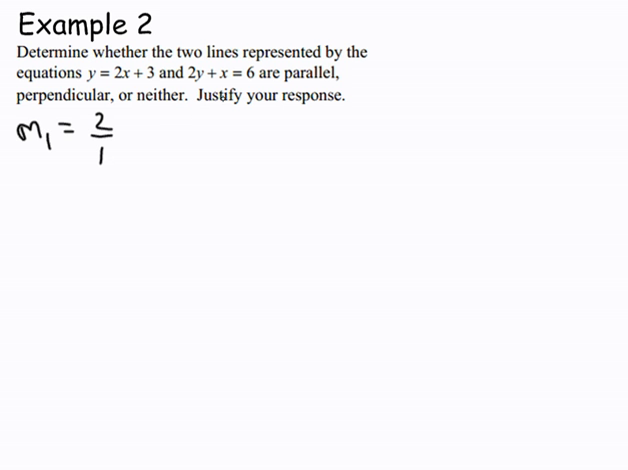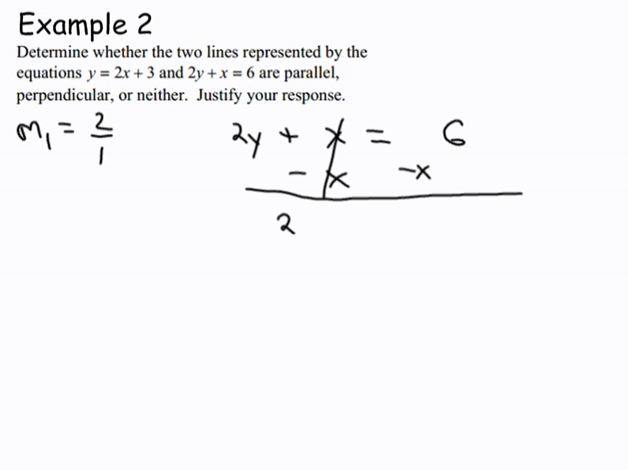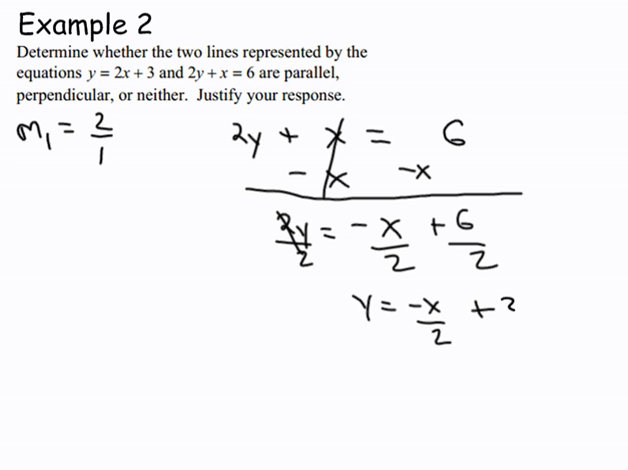or negative reciprocals. Okay, so now the second equation we're going to have to put in y equals mx plus b form. So let's go ahead and do that. So we're going to subtract x from both sides. These will cancel. So we get 2y equals negative x plus 6, divide everything by the coefficient of y. So we get y equals negative x over 2 plus 3.